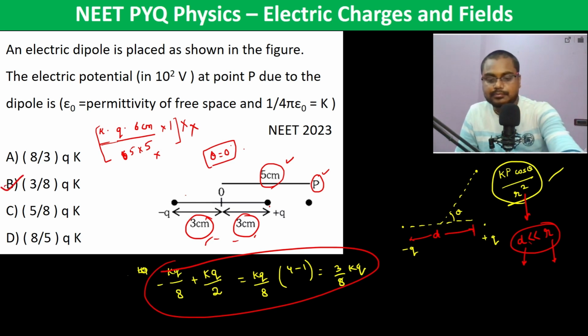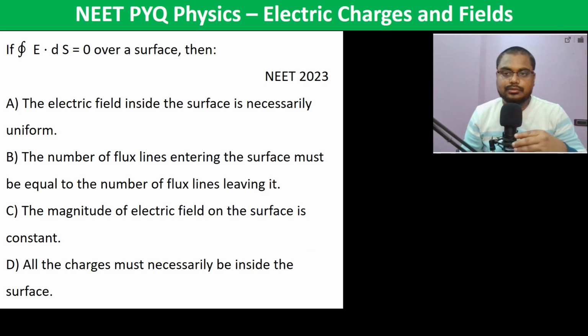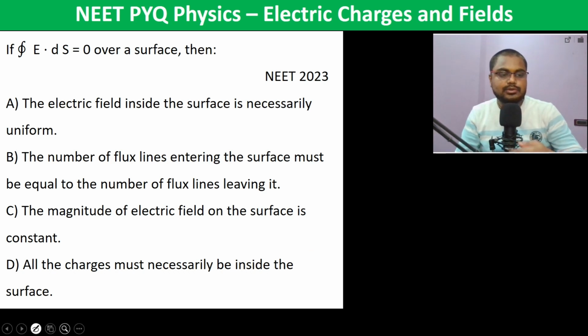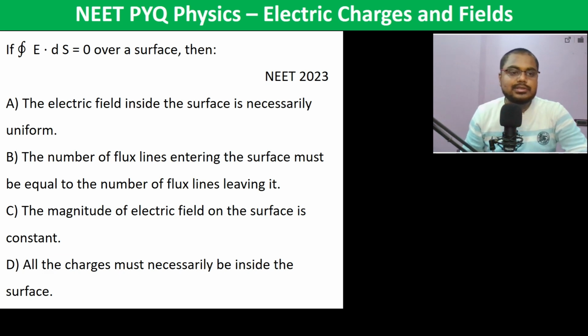Thank you. If the integral of E dot dS is equal to 0 over a surface, then the electric field inside the surface is necessarily uniform. No, it need not be.